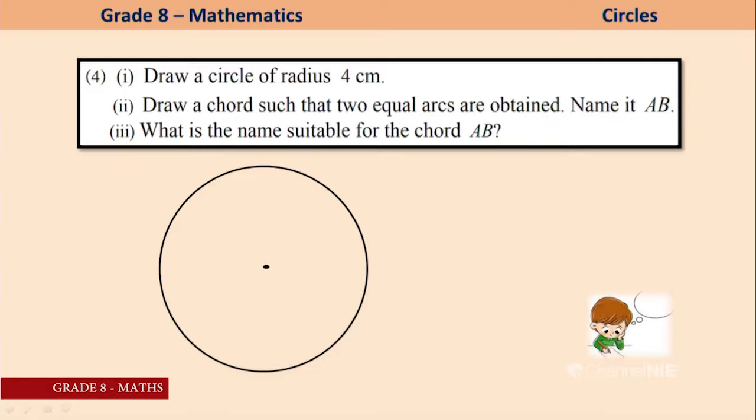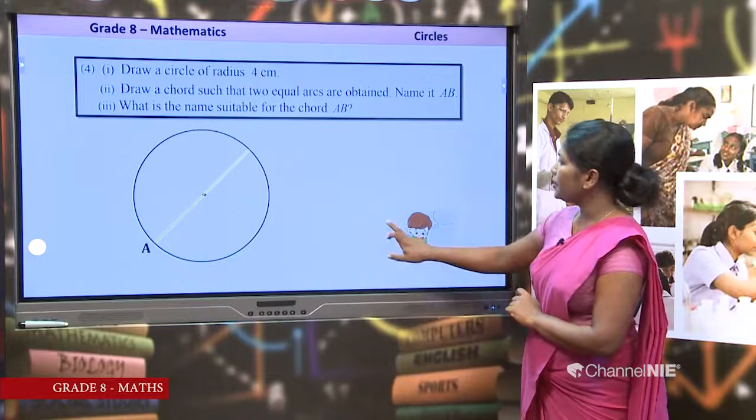Then the second question: draw a chord such that two equal arcs are obtained and name it AB. Draw a chord such that two equal arcs are obtained. Here you have to draw a chord so that two equal arcs are obtained. That means this chord should be a diameter, and name it AB.